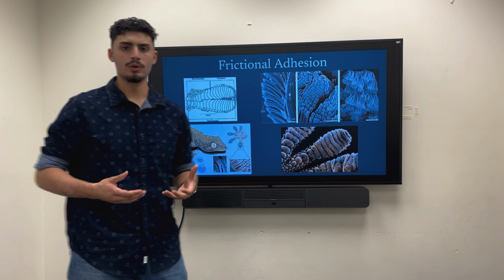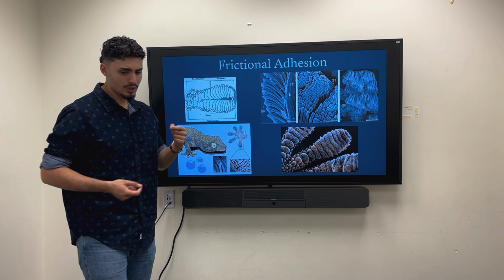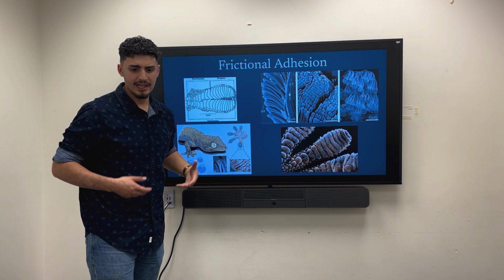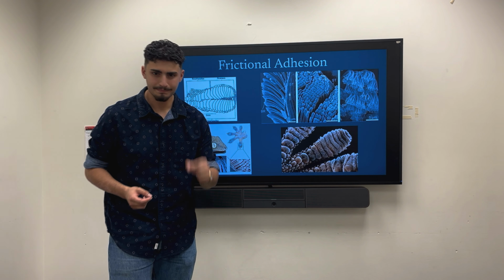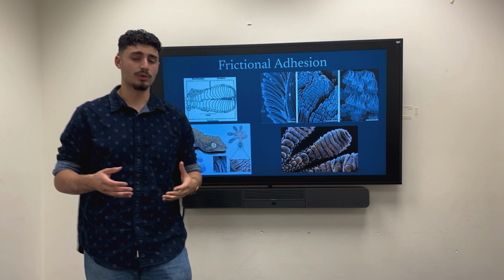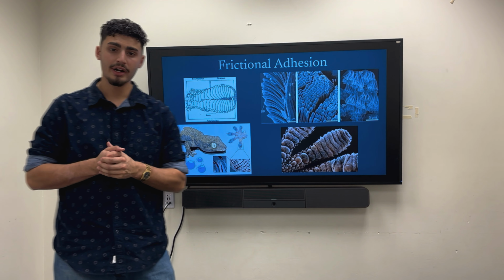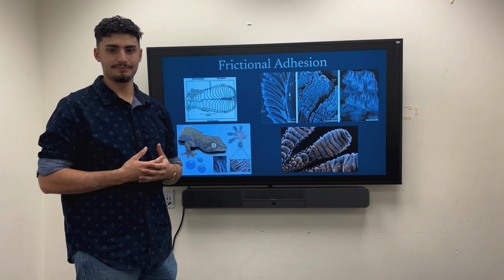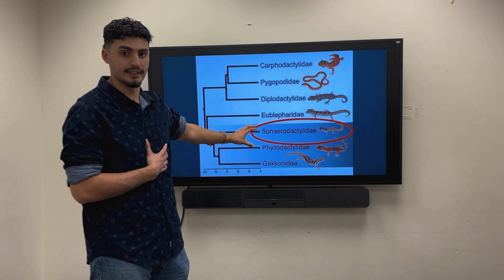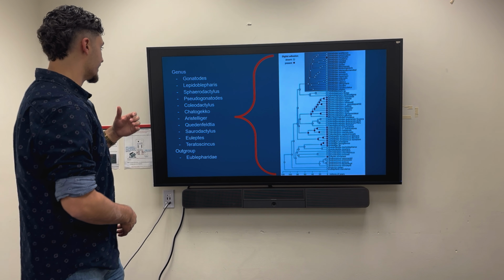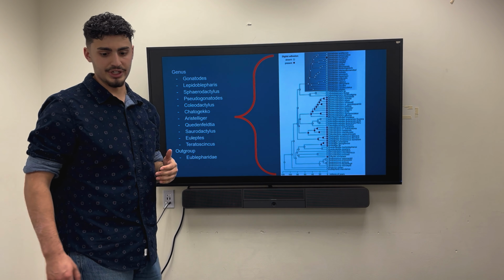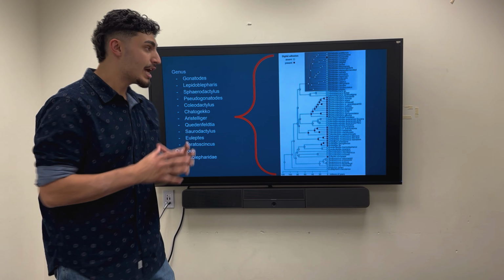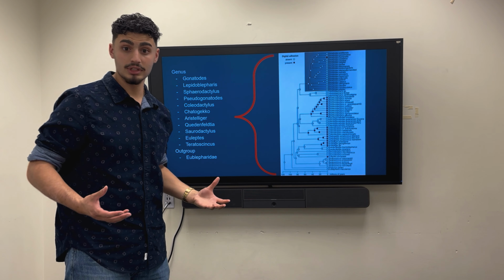And so now that we know how the gecko pads are sticky, where do these structures come from? To answer that question, we must ask another. What homologous structures, or at least what similar structures, are there between sticky and non-sticky geckos? So here we have a phylogenetic tree of the order Gekkota, and we're going to zoom in on the family Sphaerodactylidae. Within this family, we have multiple different genera that will help us understand the adhesive story of how geckos got their sticky pads.